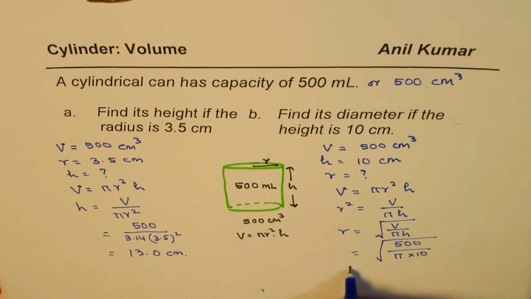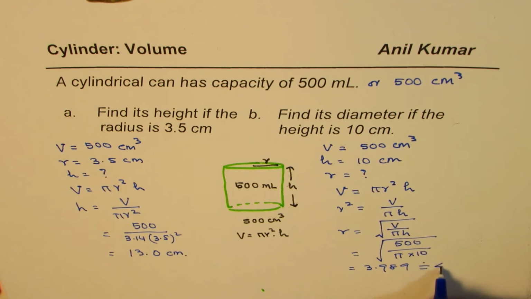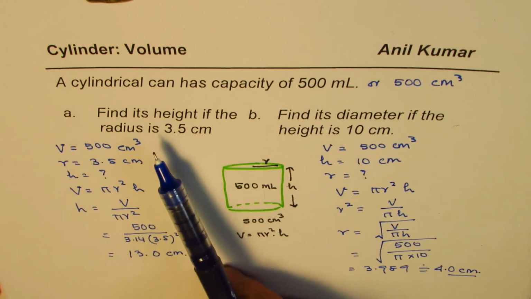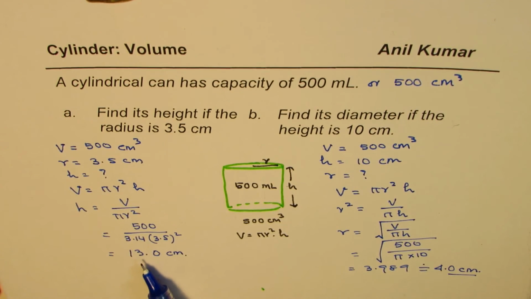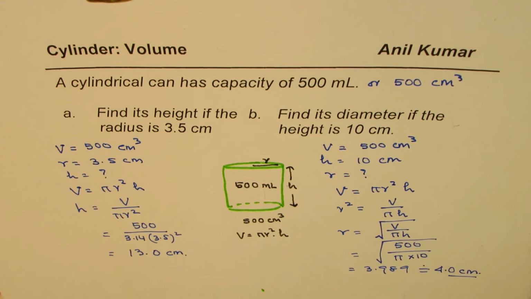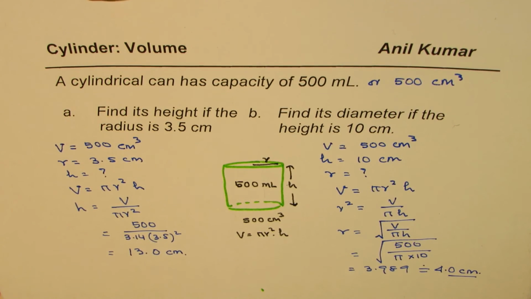Equal to, we get 3.989. So approximately, let's say 4.0 centimeters, right? So that is what we get. So you can compare. It seems to be reasonable, right? For the same volume, 3.5 centimeters radius and a height of 13, or 10 height, 4.0 centimeters as your radius, right? So we rounded both the answers to the first decimal place.